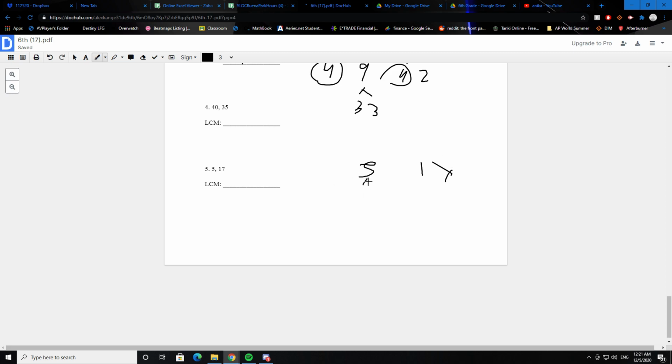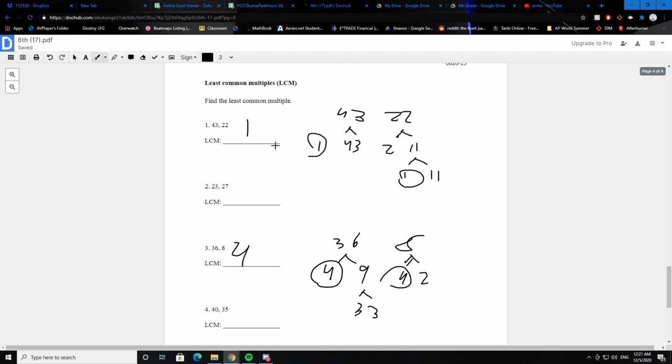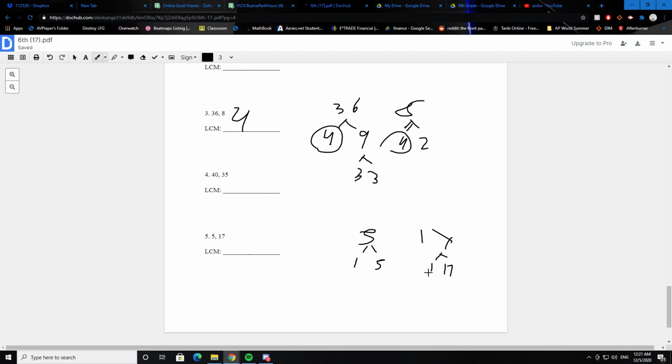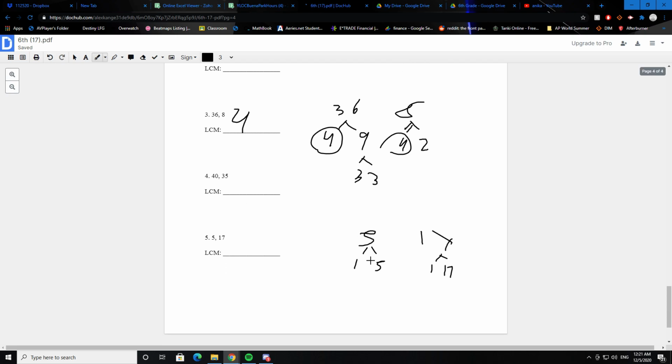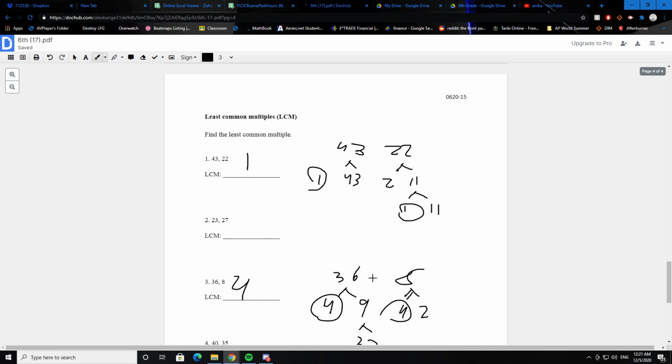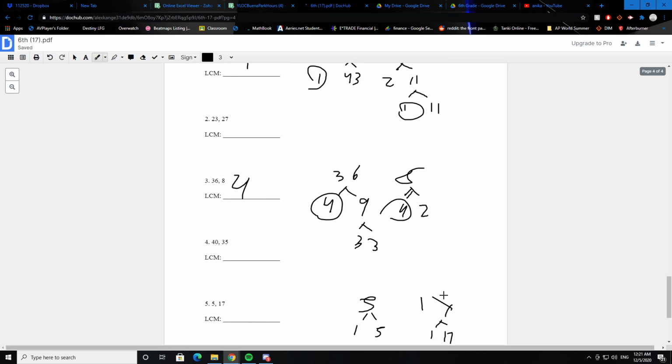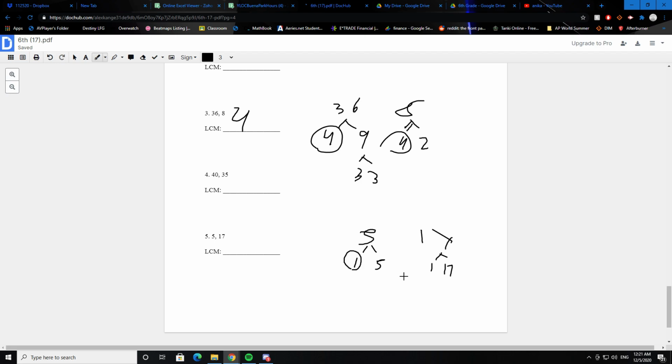Okay, so in this case it would be 1 times 5, right? Because this is the only thing that would work. 17, 1 times 17, because this is the only thing that would work. And it's asking you what the least common multiple is. So what are these similarities? What is the value that multiplies into both numbers, but is also the least common? So the answer with this would be 1.